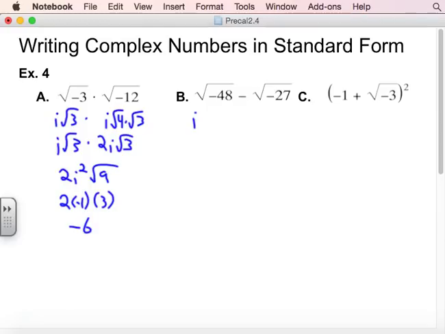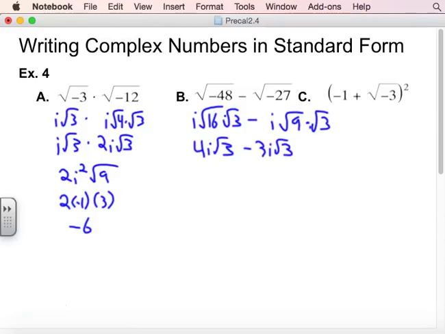Now 48, the biggest perfect square that goes into 48 is 16. So we split it up into square root of 16, square root of 3. And then we've got minus. Again, we've got an i. So we need to take the biggest perfect square out of 27, which is 9. So 9 times 3 gives us 27. So really square root of 16 is 4, so 4i square root of 3 minus square root of 9 is 3, so 3i square root of 3. Okay, so now we're subtracting, right?